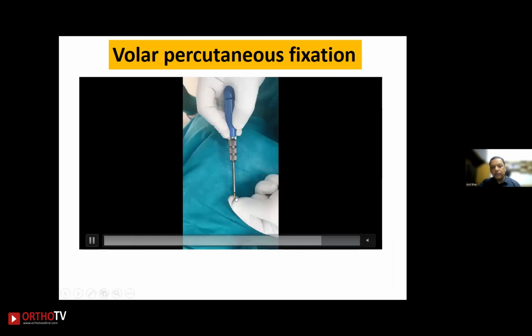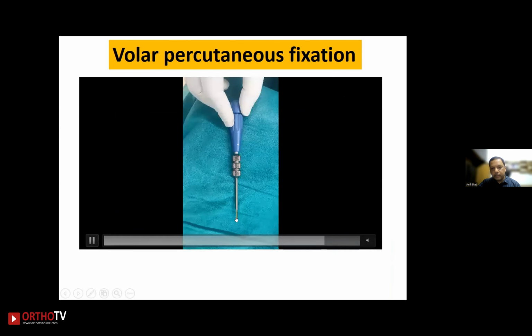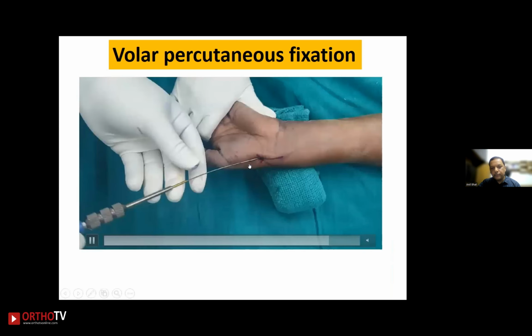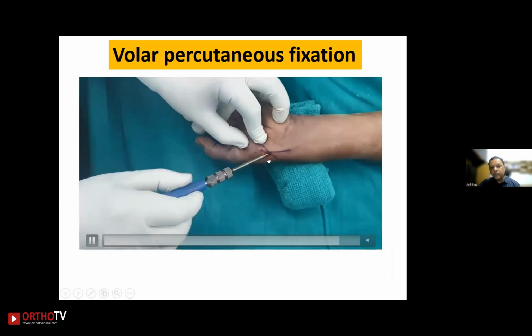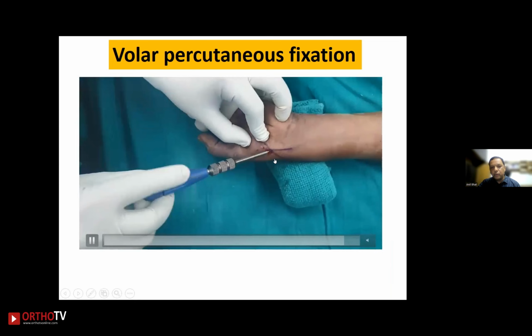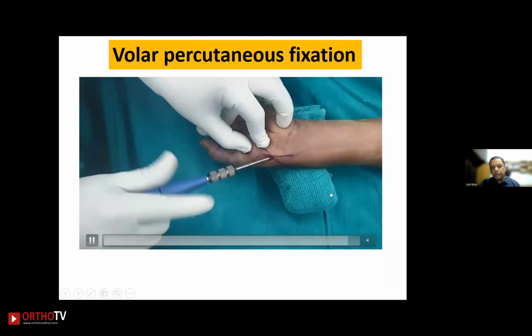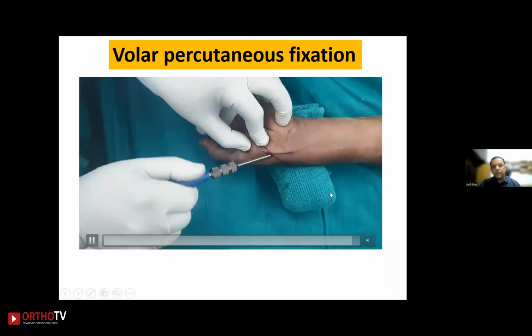After your drill, this is the compression, it's called the compression sleeve, and you fix the screw there onto that. And once you do that, this screw will go just about 2 millimeters outside it stays, and just about compresses the fracture site. So that is what it is.